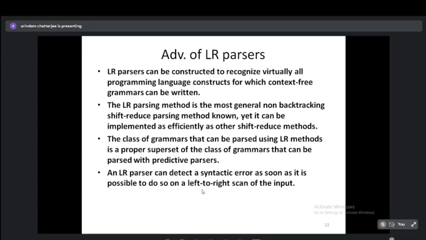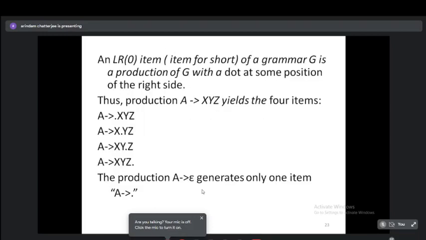Now, there are lots of advantages. I don't want to go into that before we understand LR parsers. Then these are going to be obvious. So don't memorize it, understand it. Now we'll go to the construction of the LR parser table.